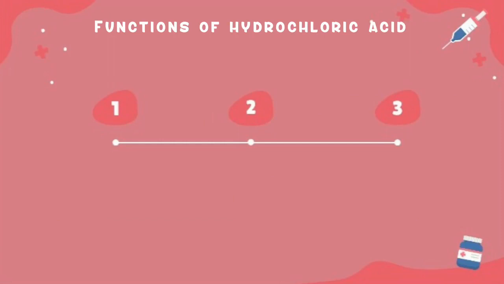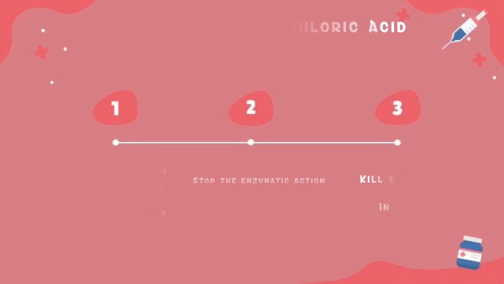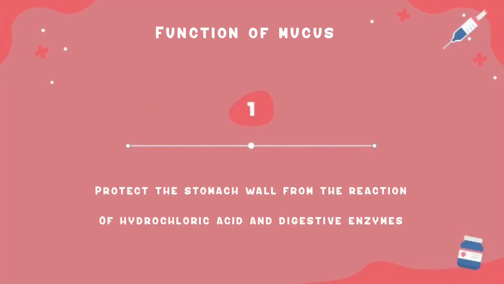There are three functions of hydrochloric acid that has been secreted by parietal cells. One of the functions is to prepare a medium with suitable pH, which is pH 1.5 to 2.0, for pepsin to act. Other than that, hydrochloric acid also stops the enzymatic action of salivary amylase. Furthermore, hydrochloric acid also kills bacteria in food. Next, the function of mucus that has been secreted by mucous cells is to protect the stomach wall from the reaction of hydrochloric acid and digestive enzymes.